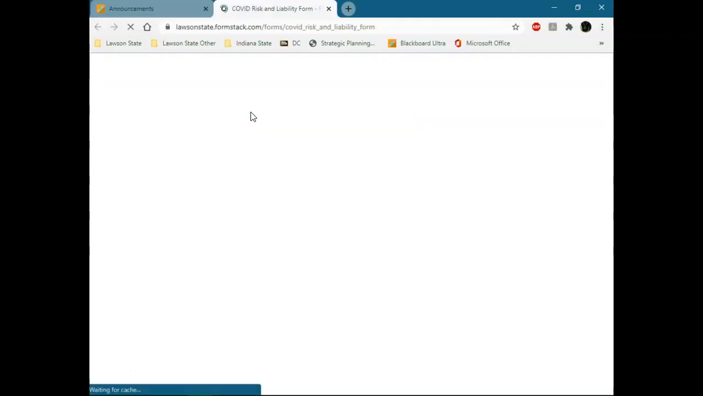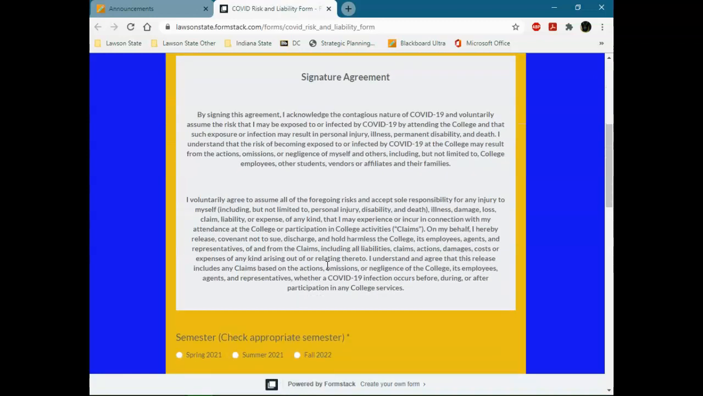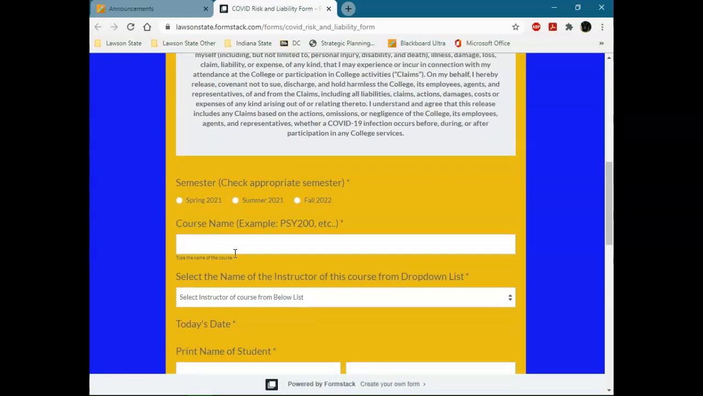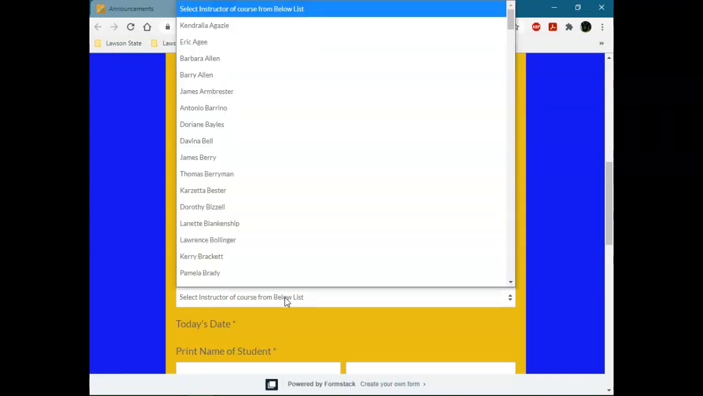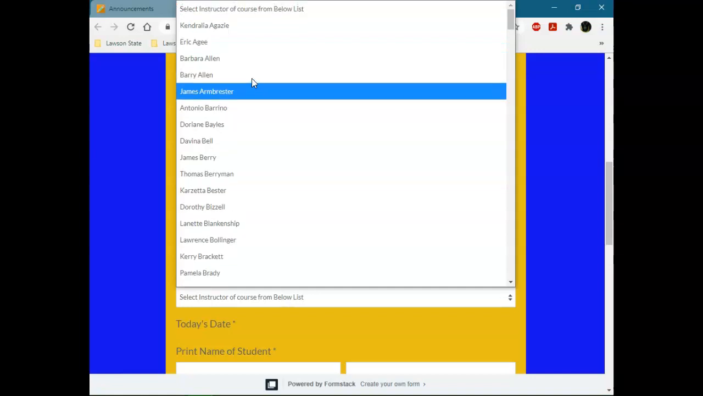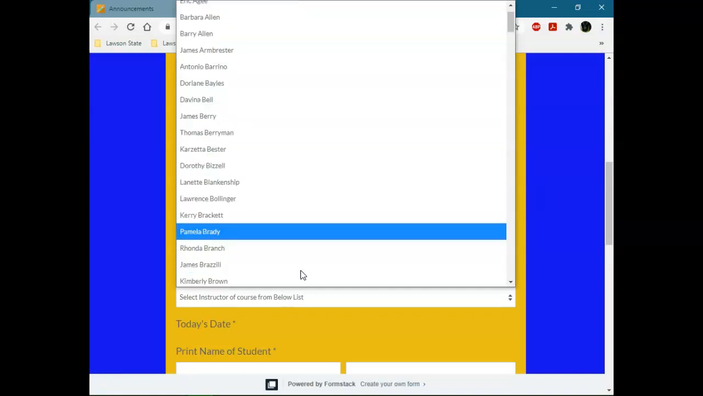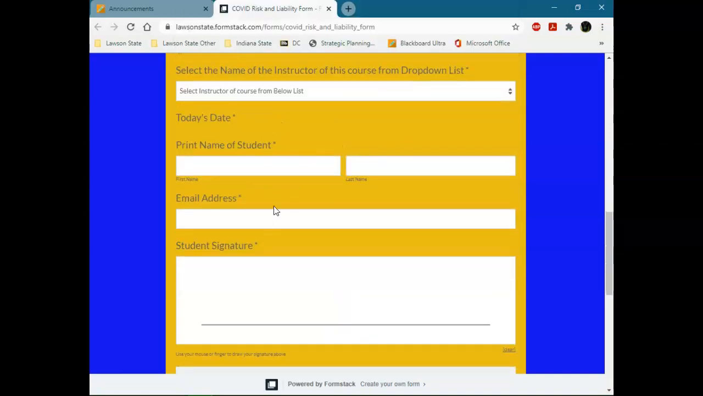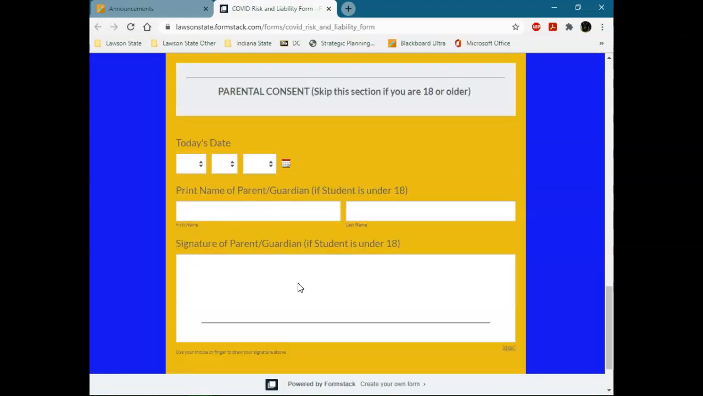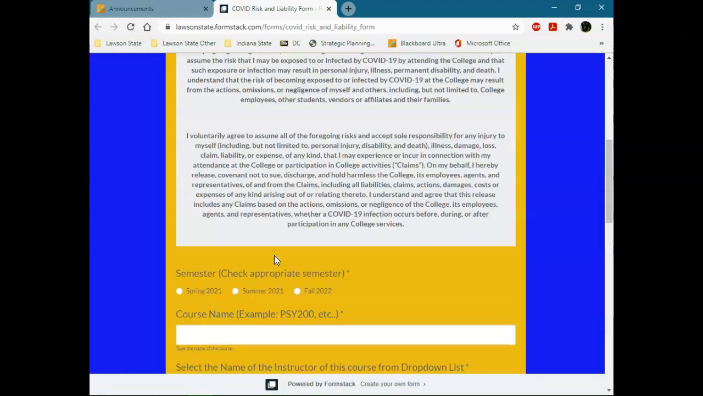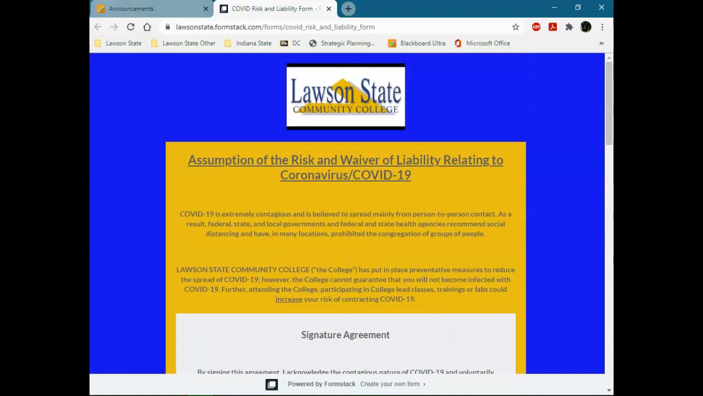So what you should have done was click on this, and all you're doing is filling out this liability form. For this class, it would have been EET 100. Whenever you pick it, you'd be picking Allison Bush, your day's date, your name, the email address, and your signature. And all this is just a waiver that the college isn't responsible if anything happens.